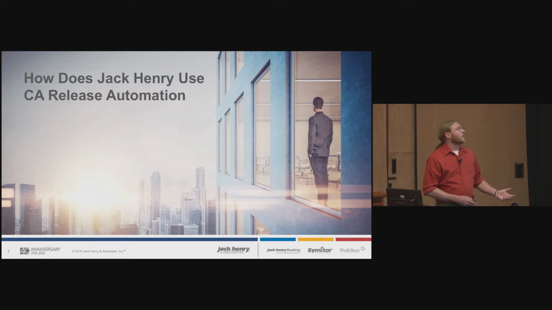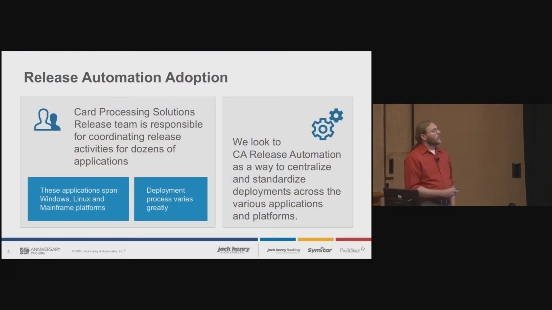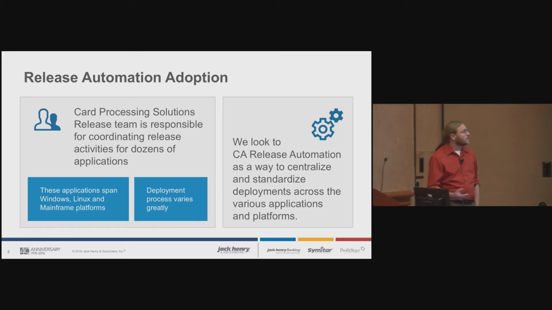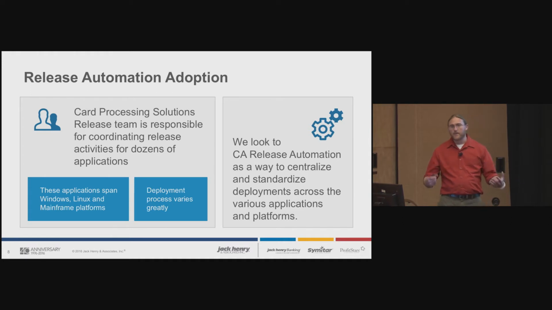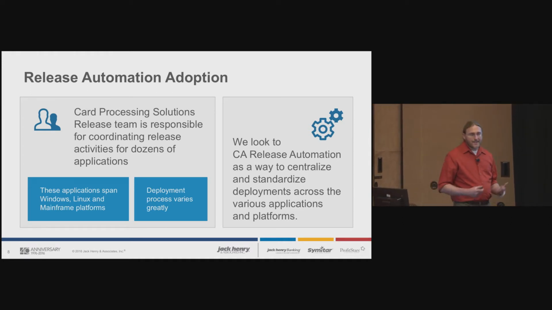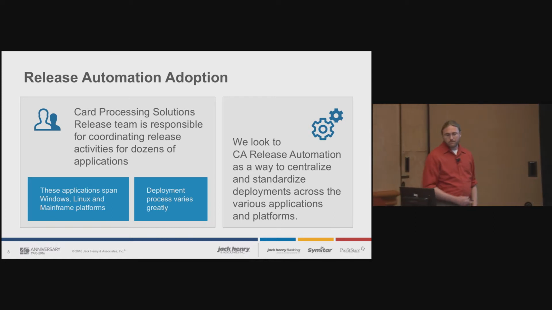So to back up just a little bit, how do we use release automation? The organization within Jack Henry that I am with is called Card Processing Solutions, and I'm on the release team. Like I said, we're responsible for coordinating release activities for dozens of applications underneath our organization. These applications span Windows, Linux, and mainframe platforms, so there's a big variance in the way they're deployed fundamentally. We look to release automation as a way to standardize and centralize those deployments across all those platforms.